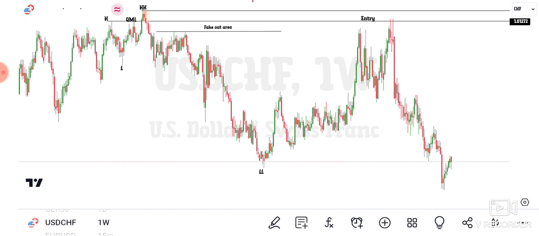So the pattern, I will show you a sketch of the pattern. Then we'll try to find some examples on the real charts. So for example, this is USD CHF. But first, let me share the sketch.